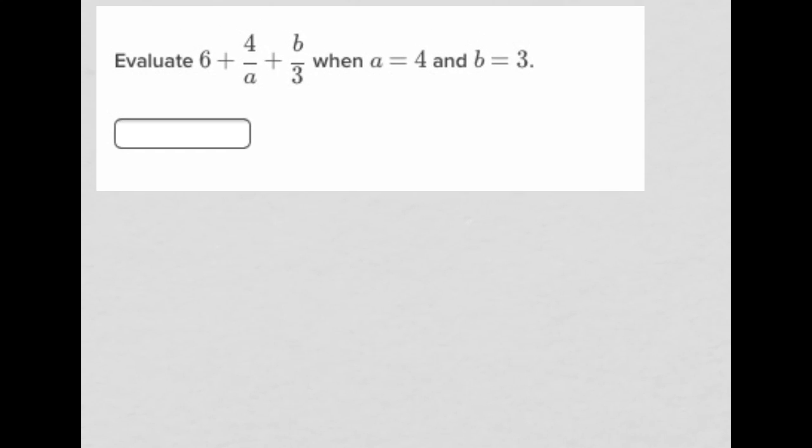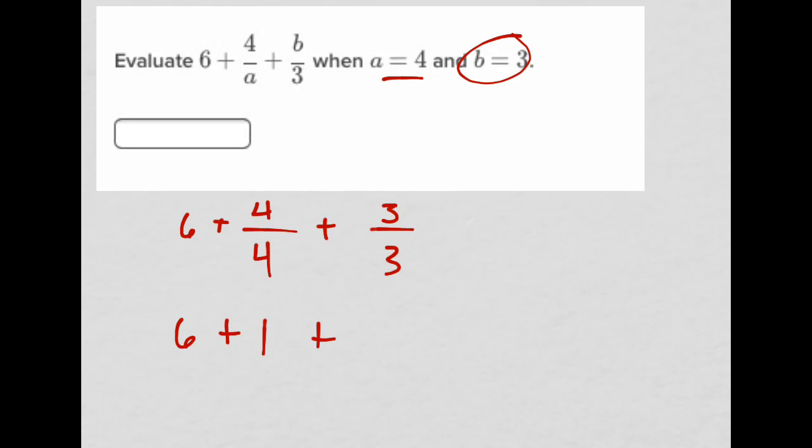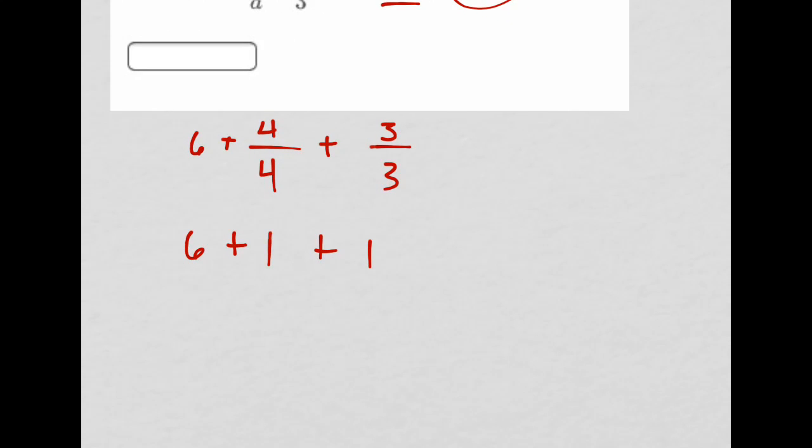What about this one? Well, same idea. All we're going to do, we have the 6, nothing to plug in there, plus 4 divided by a. Now, a is 4. So we'll divide it by 4 plus b. What's b? b is 3. So 3 over 3. Ooh, that's nice. 6 plus 1 plus 1. 4 divided by 4 is 1. 3 divided by 3 is 1. Okay. 6 plus 1 is 7. 7 plus 1 is 8. Answer, 8. That's from Home Alone 2.